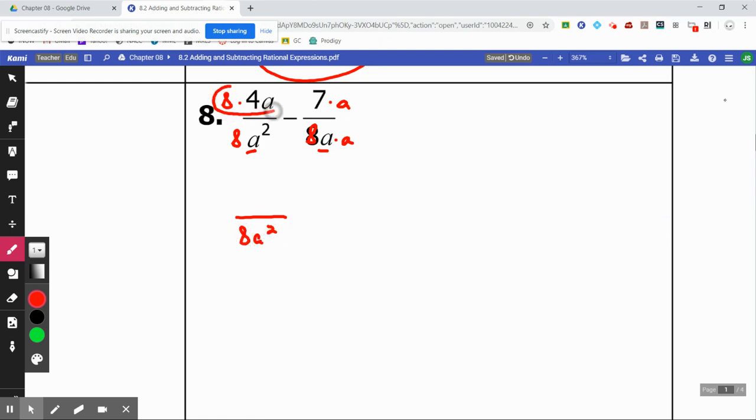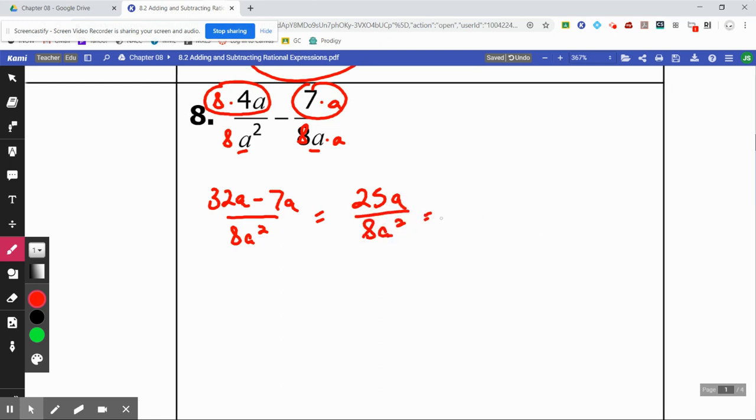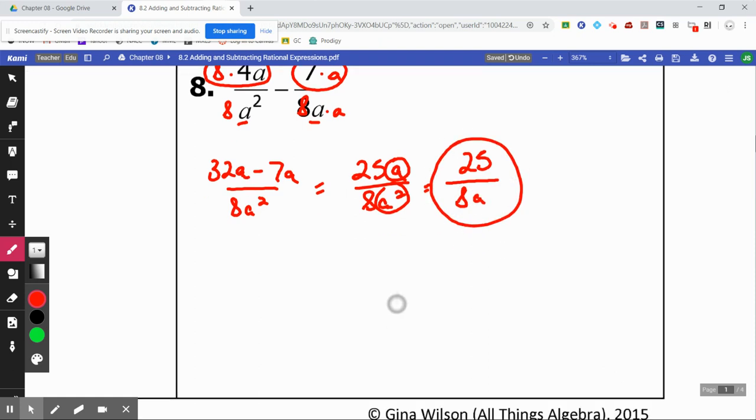On top I have 32a minus 7a, and I can now combine those. That would be 25a over 8a squared. Always check and see if you can simplify. 25 and 8 will not. However, since this is a monomial, I can cancel my a squared with my a. Leave the 25 on top. You have 2 a's on bottom, 1 on top. Subtract, and you're left with a single a on bottom.